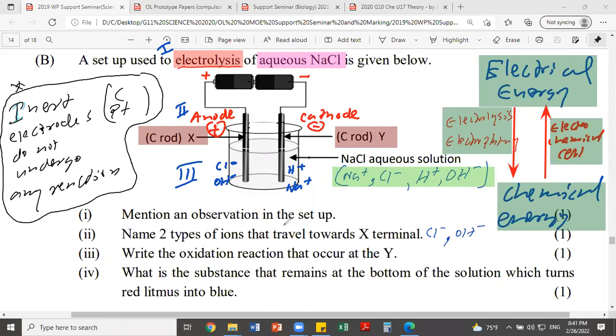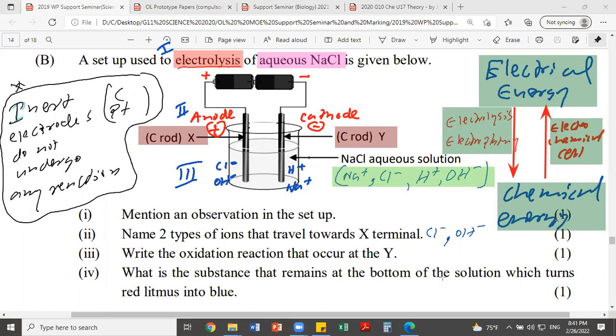Anions to the anode, cations to the cathode. Anions to the anode, and cations are attracted to the cathode. Now the hardest part, the most difficult task: predicting the reactions at the cathode and anode.